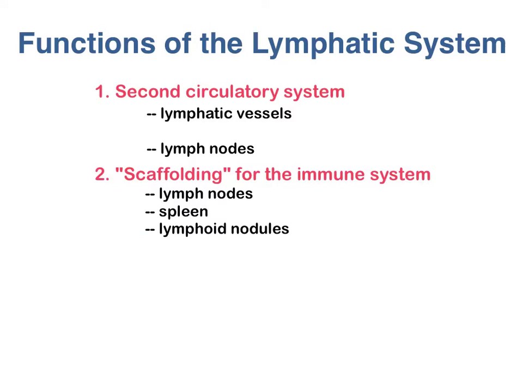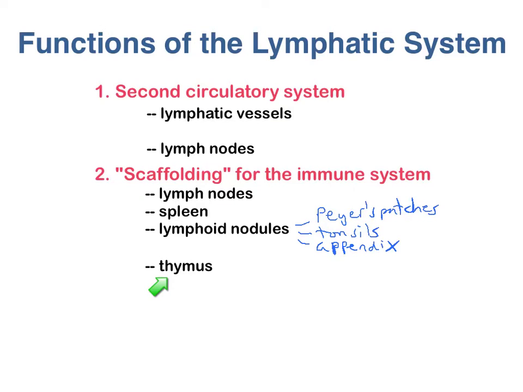The lymphoid nodules include the Peyer's patches of the small intestine, the tonsils that surround your pharynx, your throat, and the appendix off your large intestine. The thymus is a lymphoid organ too, but its function is different from the others. The thymus is where T lymphocytes go to mature after they leave the bone marrow.